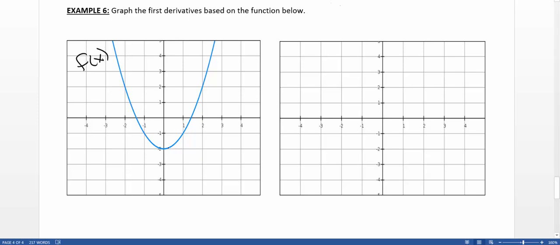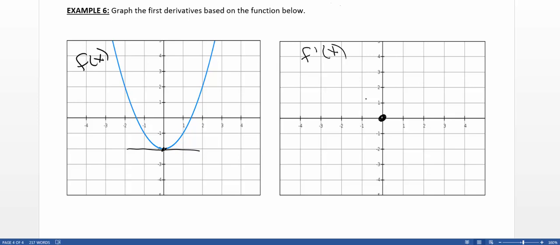So again, the first thing we want to do is draw in our zeros. So we're looking for horizontal tangent lines. So at x equals 0, we have a horizontal tangent line, which means when we draw our derivative graph, when x equals 0, the derivative equals 0. Now, from what I learned before, if my function's decreasing, then my derivative should be negative. And if it's increasing, my derivative should be positive.